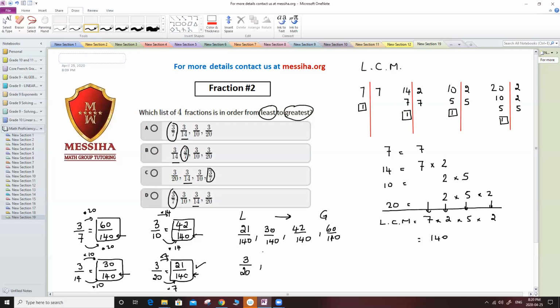That means 3 over 20 is the smallest number. After that, 30 over 140. Where is 30 over 140? Here. That means 3 over 14. Next, 42 over 140. Where is this one? Here. That means 3 over 10. And after that, the last one, 60 over 140, this is the 3 over 7. So this is my solution. I start from the least to the greatest. So 3 over 20, and after that 3 over 14, and after that 3 over 10 and 3 over 7. So that means answer C is the right answer.